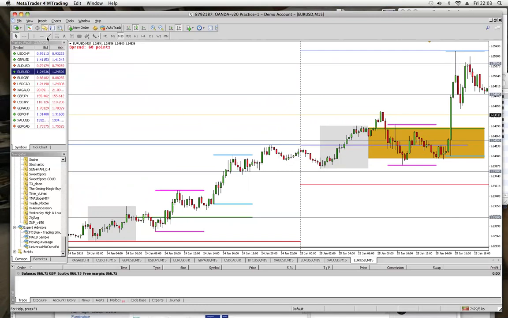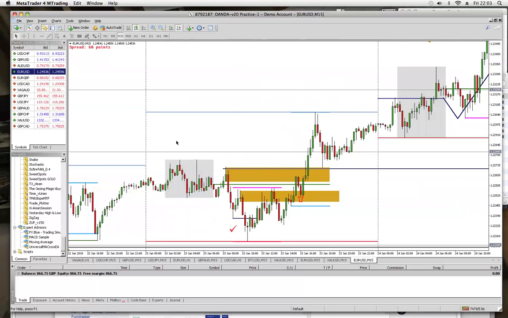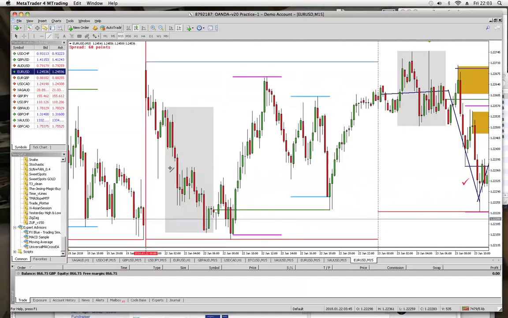So what price does as well, I've got to talk about, is price will accumulate. Even if Asia's up or down, it's still accumulation in Asia. So accumulation, manipulation, distribution, A, M, D. And then again, look what we've got, A, M, D. A, M, D.